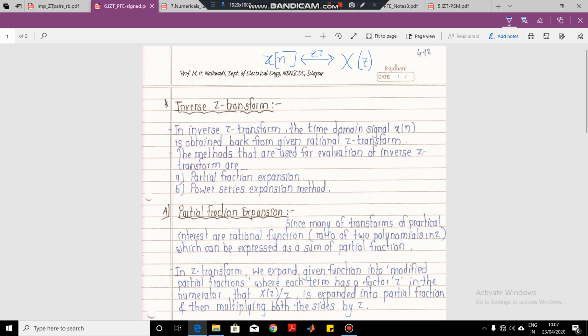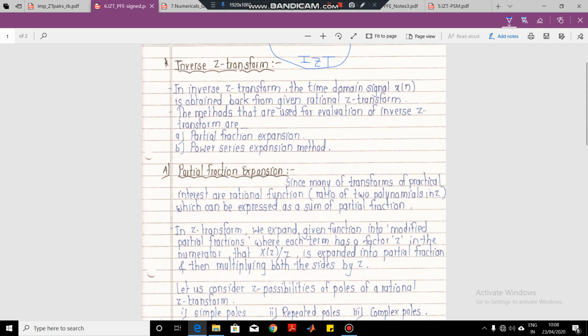Now inverse Z transform is that you have this x of z and you have to find x of n. So you have to take the inverse Z transform of this x of z and obtain the original time domain signal. Going from time domain to frequency domain is the forward transform, the Z transform, and coming back from frequency domain to time domain, that is from x of z to x of n, is called the inverse Z transform. Remember, in the numericals of inverse Z transform, we will be given x of z along with the ROC, and we have to find the time domain signal.